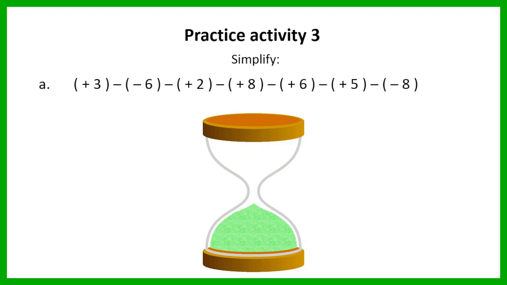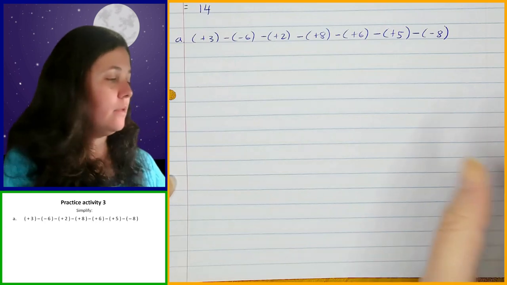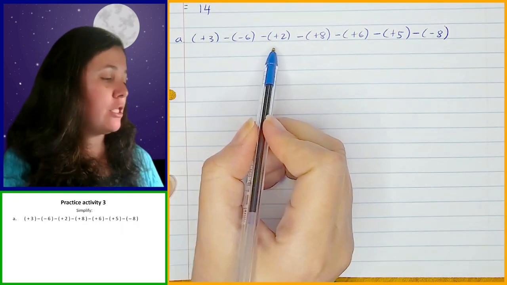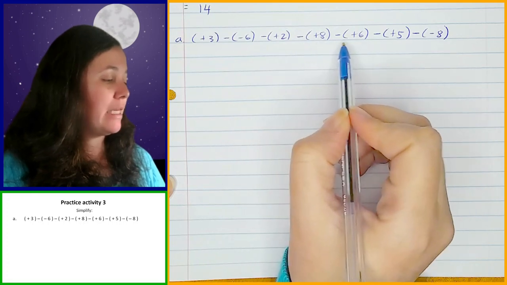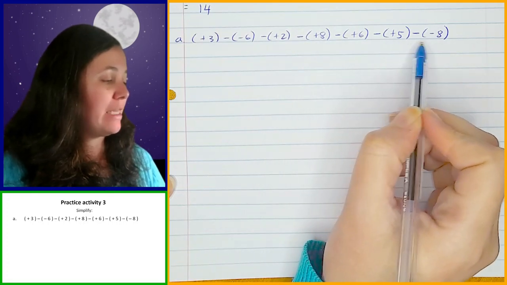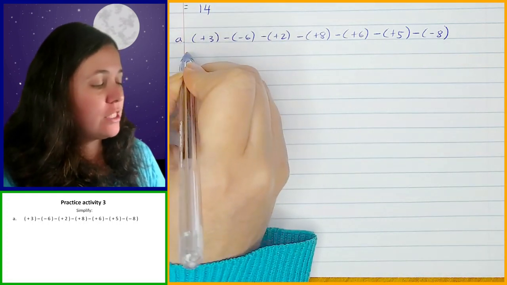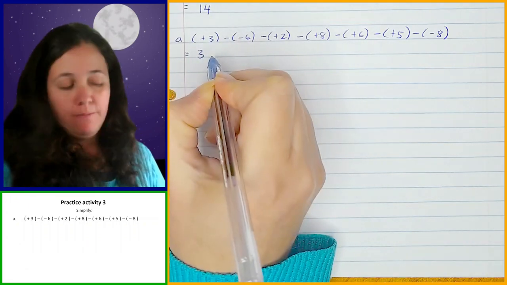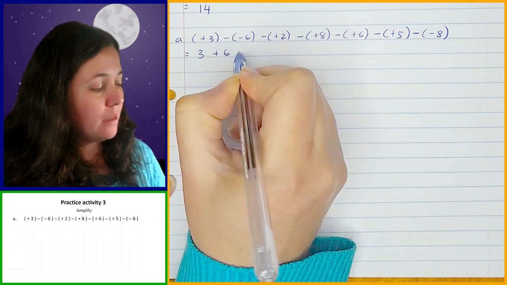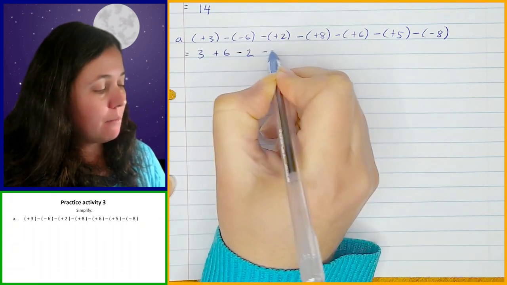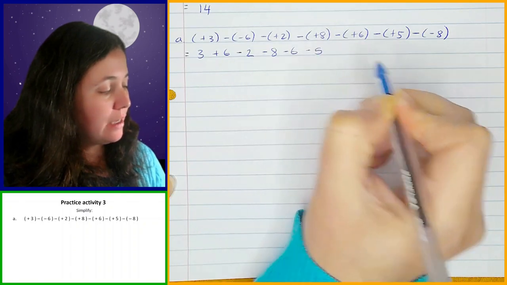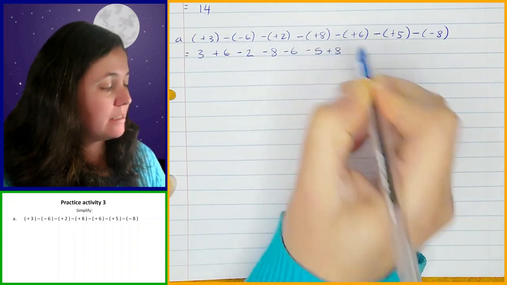Okay, so let's go through that example. So in question A, we had positive 3 minus negative 6 minus positive 2 minus positive 8 minus positive 6 minus positive 5 minus negative 8. Okay, so first of all, we're going to get rid of all of those brackets. So that gives me 3 plus 6 minus 2 minus 8 minus 6 minus 5 and then plus 8.